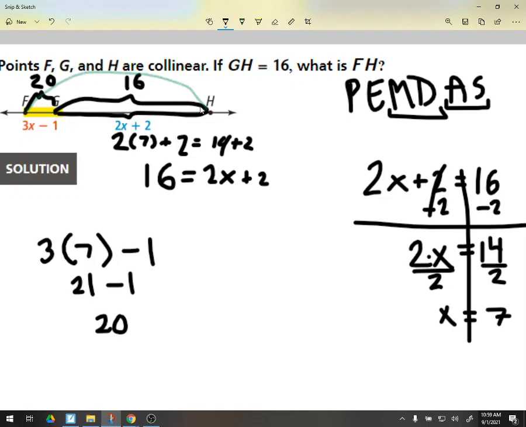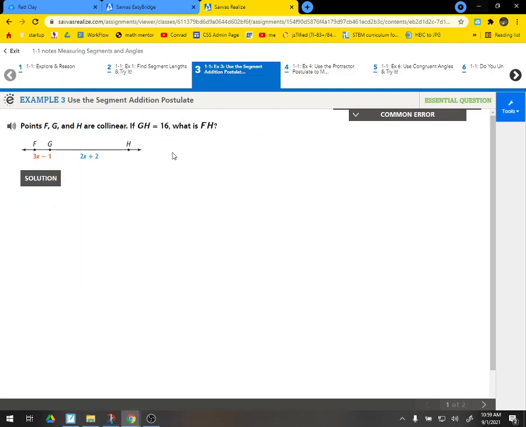So like if this was 16, then this should be like 3 or 4, I would think. But instead, this is 20. So if this is 20, this is 16. What's the whole way from F to H? It's 20 plus 16. Oh, it's 36. All right. Let's see what they do.